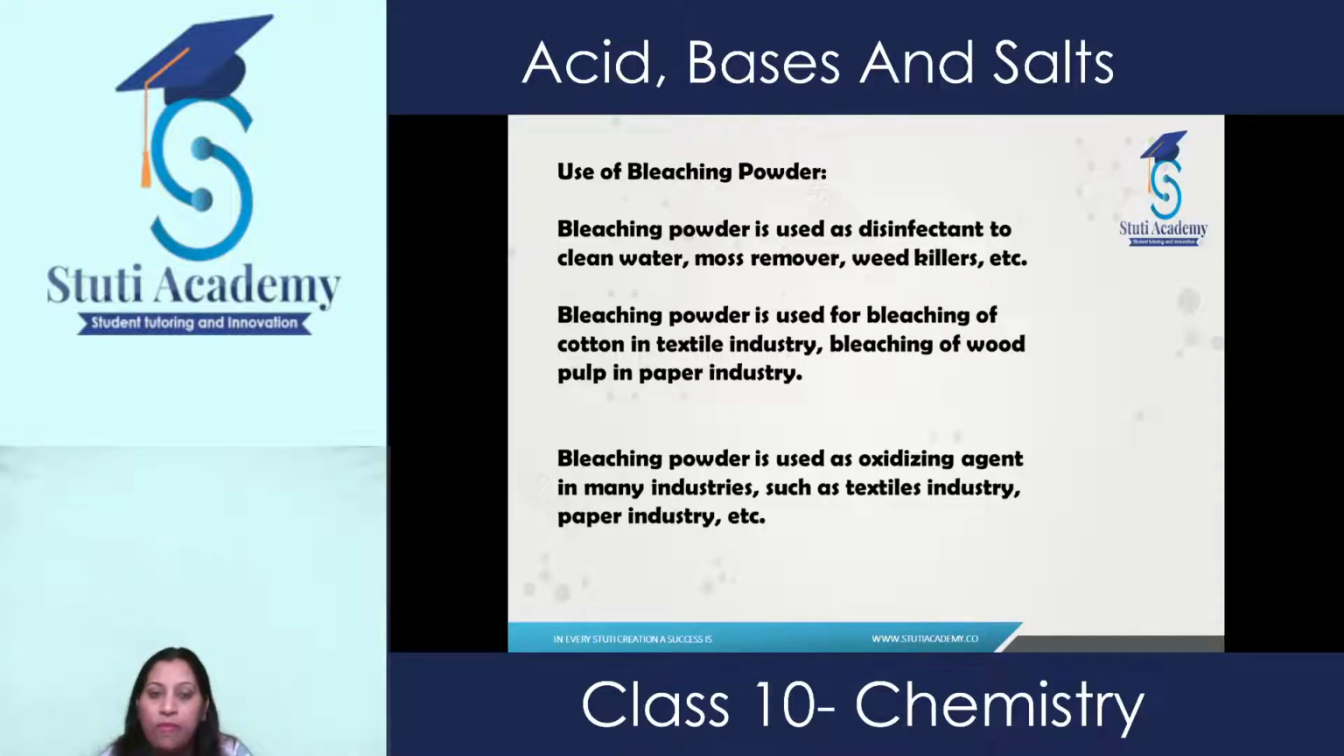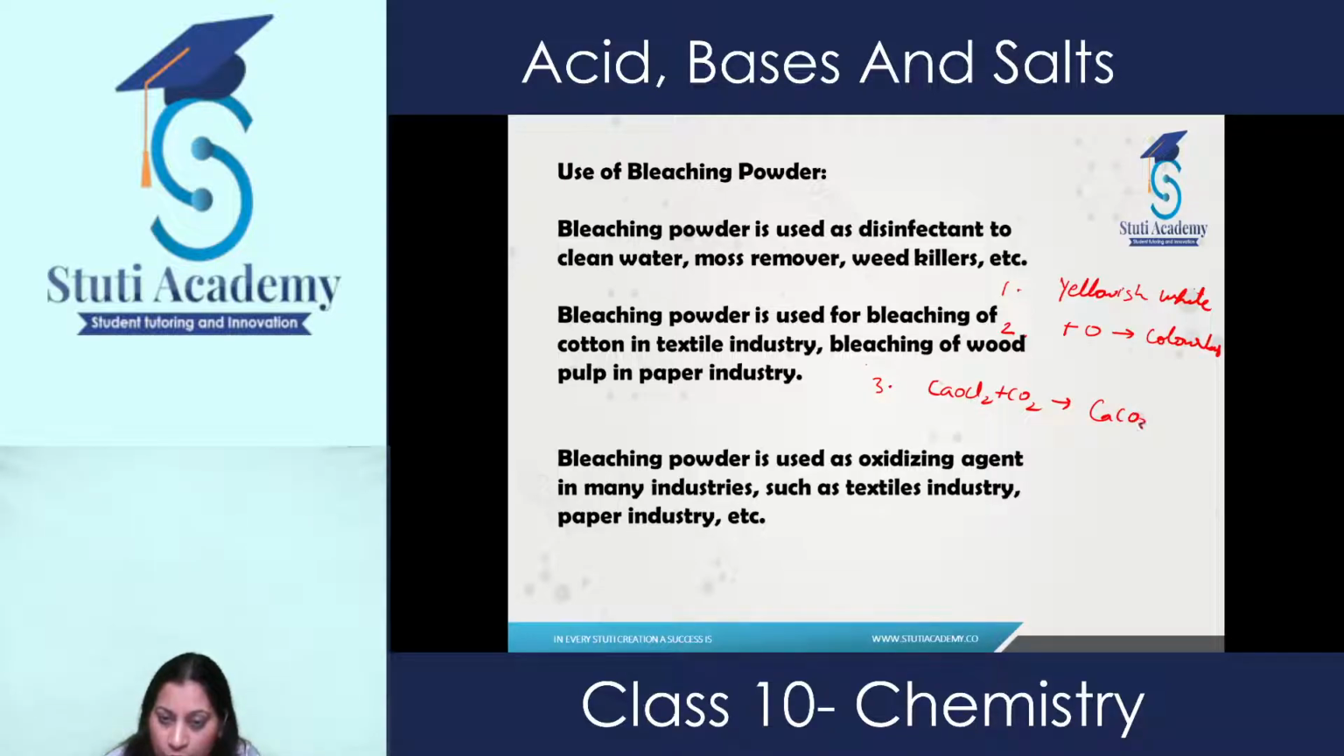And the properties of bleaching powder are, as I told you, it is a yellowish white solid. Second is, when it reacts with oxygen, it makes the matter colorless. So whenever we add bleaching powder to any of these substances, it makes it colorless. It is used in bleach as a bleaching agent. Then when it reacts with carbon dioxide, it results in the formation of calcium carbonate and chlorine gas is evolved.